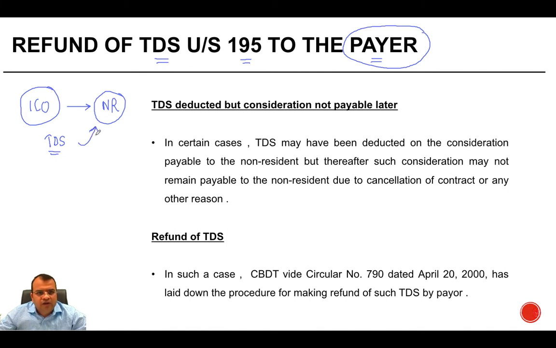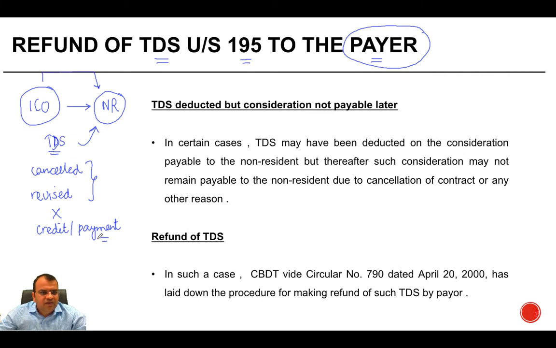Now this contract with the non-resident got cancelled, or it may have got revised, or there could be any other reason because of which the amount which was to be paid by this company to the non-resident is no longer payable. In such a case, under the Income Tax Act, generally the TDS has to be deducted at the time of credit or payment, whichever is earlier.